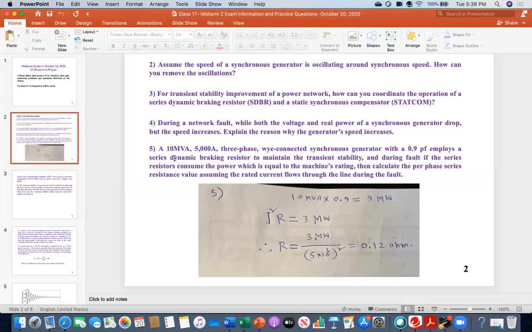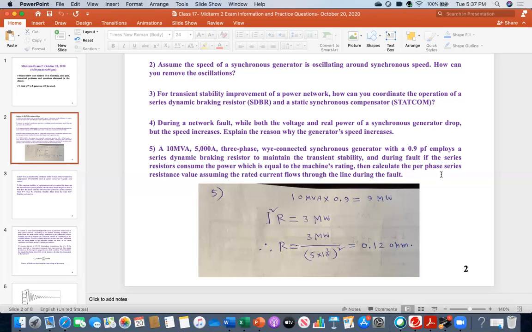So you see, 10 MVA is the machine's rating. Of course, this is three-phase power. So if you convert into watt, then you have to multiply it by 0.9. So everybody see, 10 MVA multiplied by 0.9, you are getting 9 megawatt. But that is the total three-phase power. Of course, this is a balanced system, so for each phase you are getting 3 megawatt, 9 megawatt divided by 3. Why are we doing that? Because you are asked to calculate the per phase series resistance.